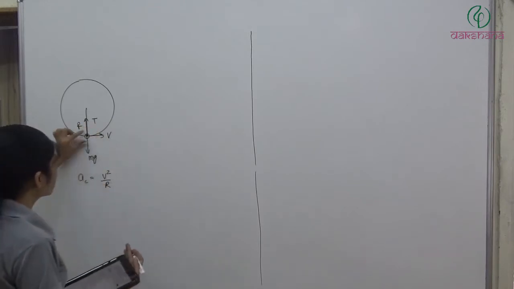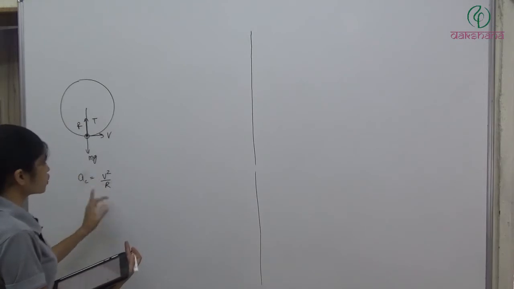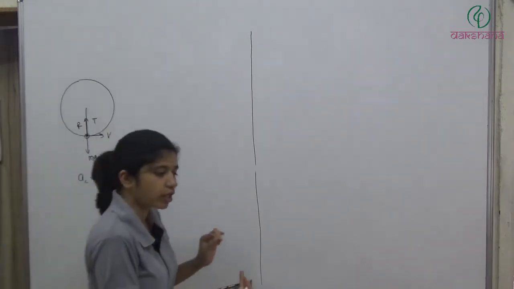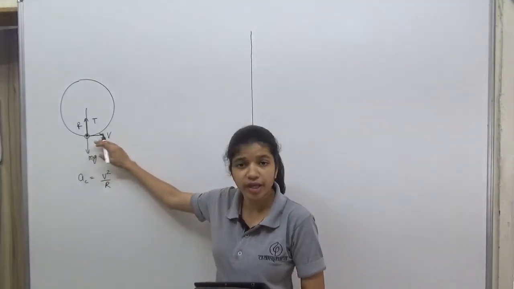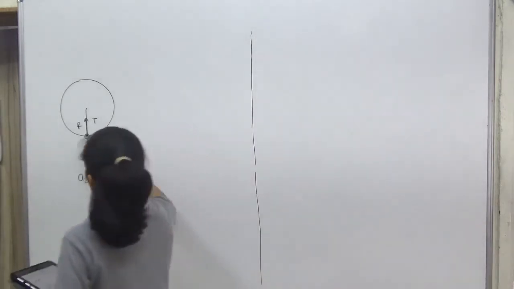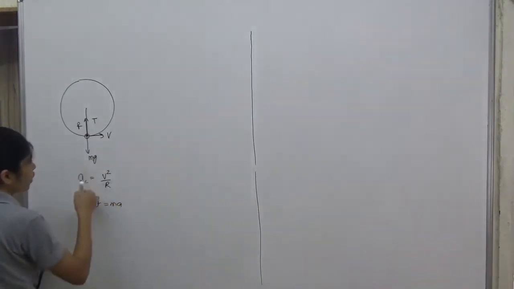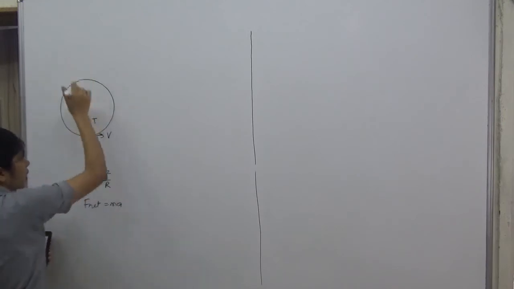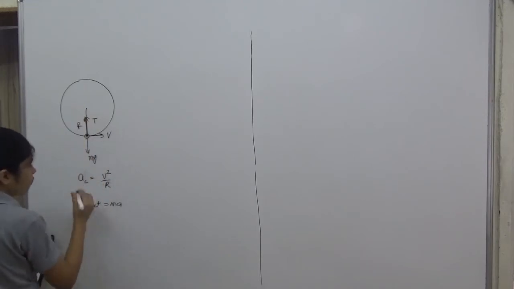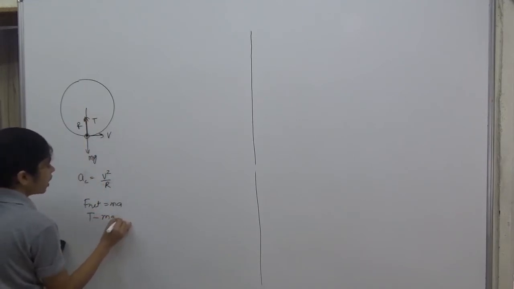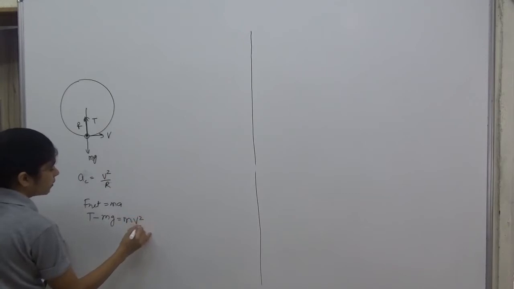So basically this body has two forces acting on it, tension and mg, and it has acceleration v square by r towards the center, because the particle at this point is moving in a circle with speed v and the radius of the circle is r. So the net force on the system, F net, is equal to ma. F net is the total force in the upward direction, because acceleration is in the upward direction at this point. So the total force upward is T minus mg, and it is equal to m into the acceleration of the body, which is v square by r.